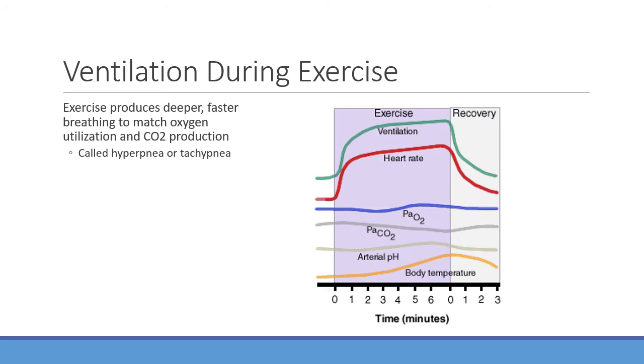So we're going to see CO2 production go up. We're going to see O2 consumption go up as well, right? So again, I need to deliver more oxygen into the muscles. I need to pick up that CO2 and get rid of it as well. That's why, again, when you're exercising, what does your respiratory rate do? It usually goes up, right?